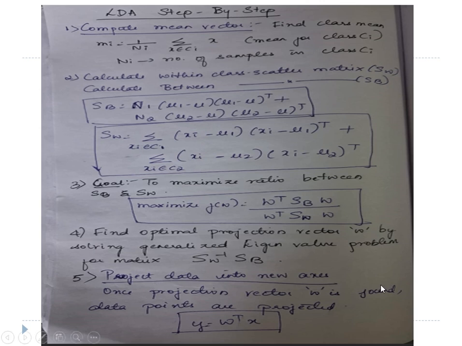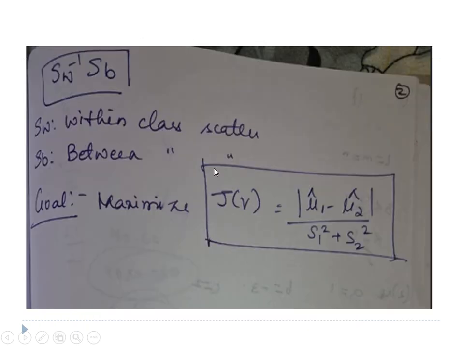The fifth step is now project the data onto the new axis. So you do the projection, the data points are projected, and you finally get a Y, which would be your projected data. So basically what you are doing here is you find the eigenvalues and eigenvectors for SW inverse and SB. Then the final goal is what? We want to maximize the separation. So maximize J(V), that is (mu1 minus mu2) divided by s1 square plus s2 square.